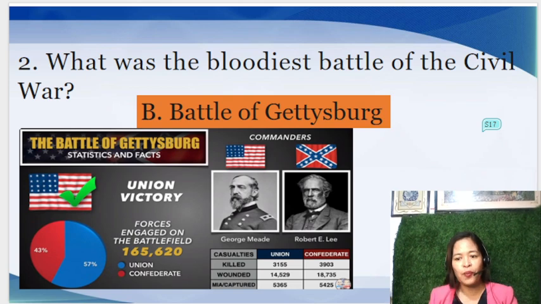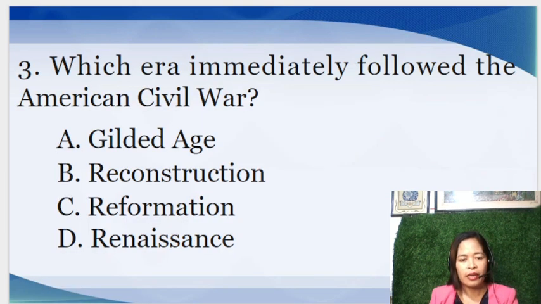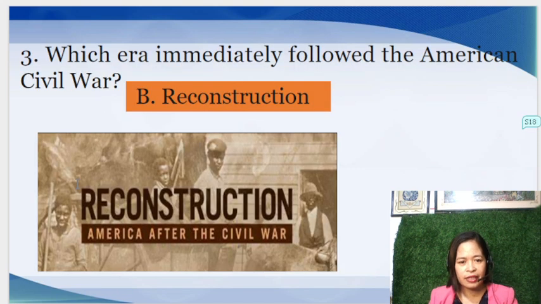The Battle of Gettysburg was a 3-day battle in the American Civil War fought between the Union and the Confederate. Moving forward to question number three. Which era immediately followed the American Civil War? A. Gilded Age, B. Reconstruction, C. Reformation, and D. Renaissance. The answer is letter B. It's Reconstruction, Reconstruction America after the Civil War.